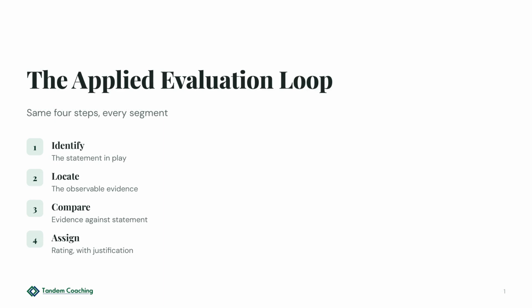There is a loop you run for every segment, 4 steps in the same order every time. You identify the behavioral statement in play, you locate the evidence, what the coach said or did and when. You compare it directly to the statement, then you assign a rating and justify it. Each step depends on the one before it. The sequence is not optional. You do not skip ahead to the rating because you already have a feeling about the moment. Statement, evidence, comparison, rating, in that order every time.